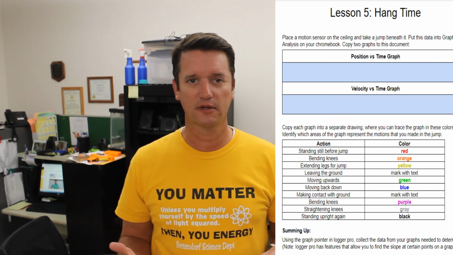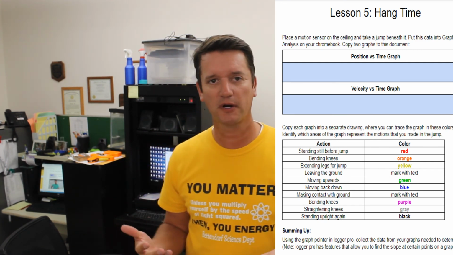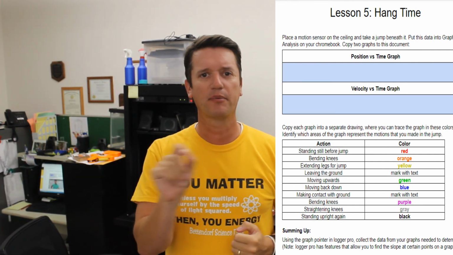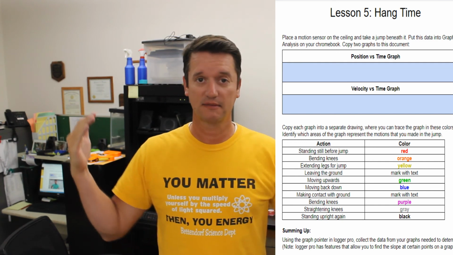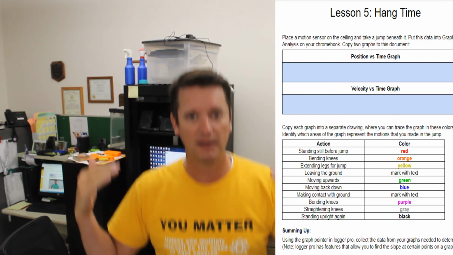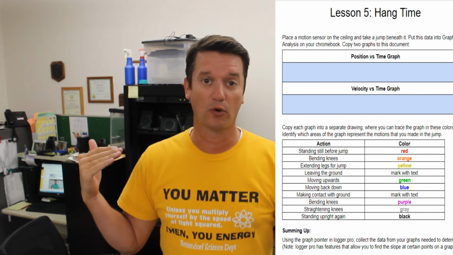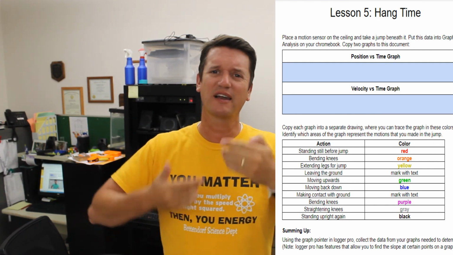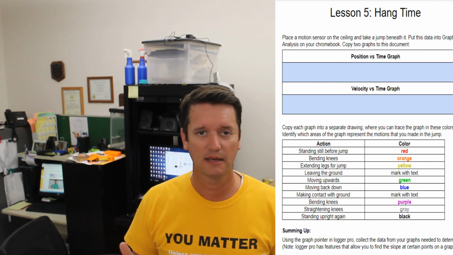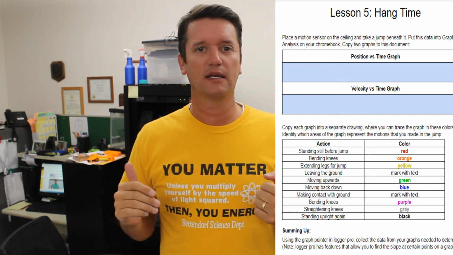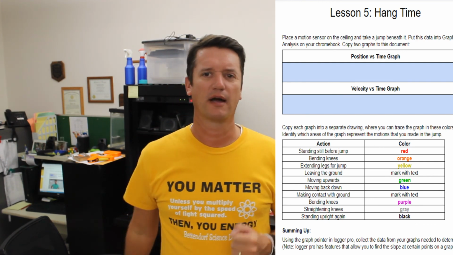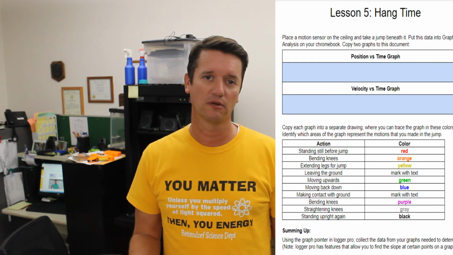Then you're going to start to color the different parts of the graph. The first part of the graph you're going to color is where I'm standing still, or you're standing still. Color that part red. The next step in jumping is when I bent my knees. As I bend my knees, color that part orange. Note that things are kind of upside down because the Sonic Ranger's on the ceiling. So I bent my knees, I'm orange. As I straighten my knees, we're going to color that yellow. Mark there where you left the ground with some text so I know where you think you left the ground.